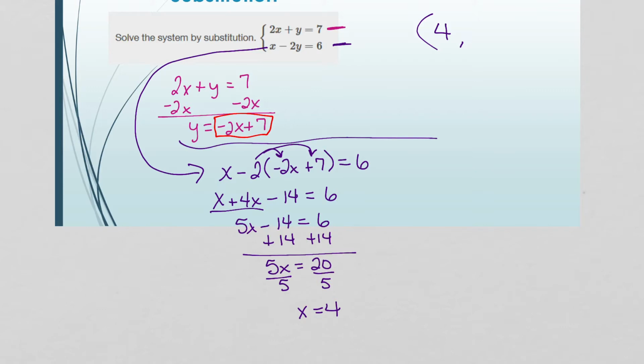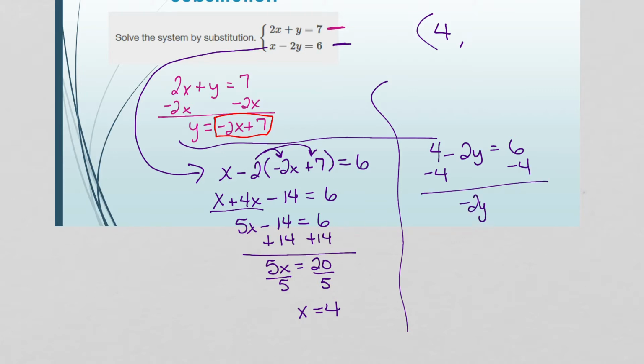I'm going to put the 4 in. I could either put it here or here, and I think this looks like the easiest one to put it into, so that's what I'm going to do. In order to solve for Y, I would subtract 4 and then divide by -2. And so there's our Y. So this right here is our solution.